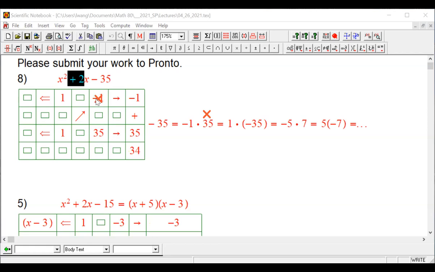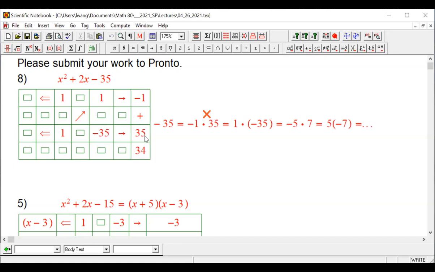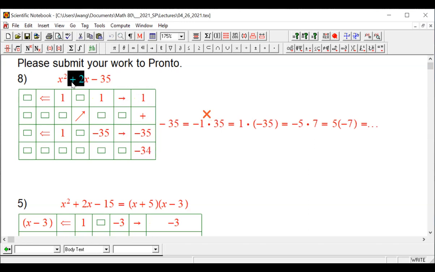And then of course, if you try the next one, 1 times negative 35, that's going to be quickly eliminated as well, because here you're going to have a negative 34. Negative 34 doesn't match the positive 2. And you keep trying. I'm going to try the third option. Doesn't work. So let's check the negative 5 option.